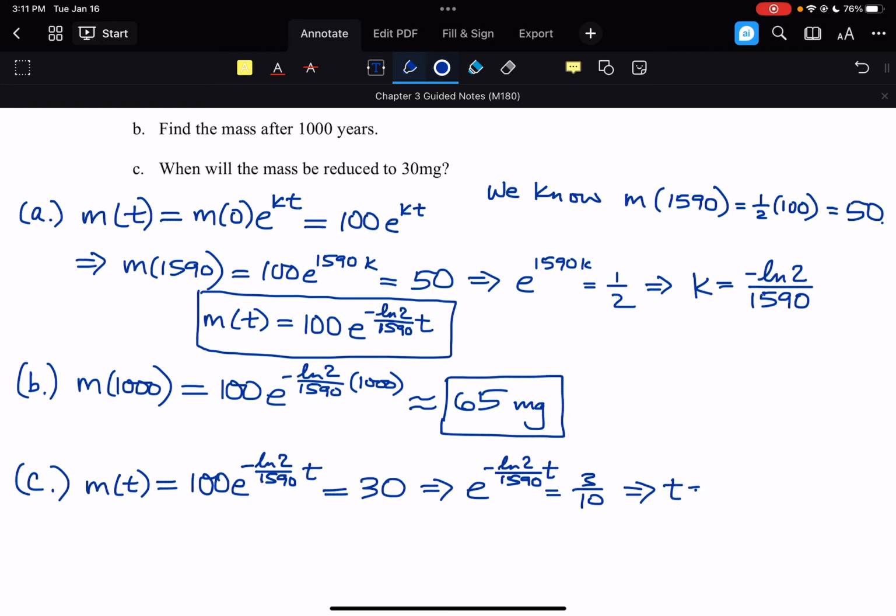We get t equals negative 1590 times ln of 3/10 over ln of 2, which is approximately 2,762 years.